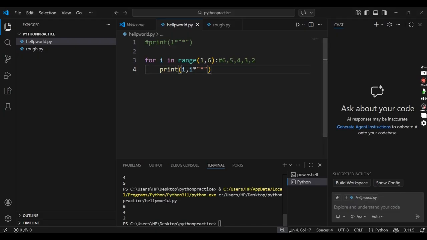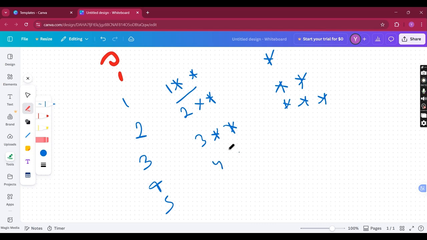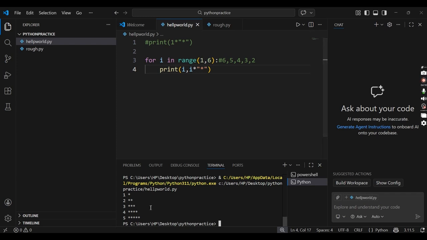During the iteration, when i is 1, this thing will be printed 1 time, then 2 times, and when it is printed 3 times, there are 3 characters, and it will go on. If you do this, you can see that you have got this pattern. But what we need to know now is when our value of i is 1.